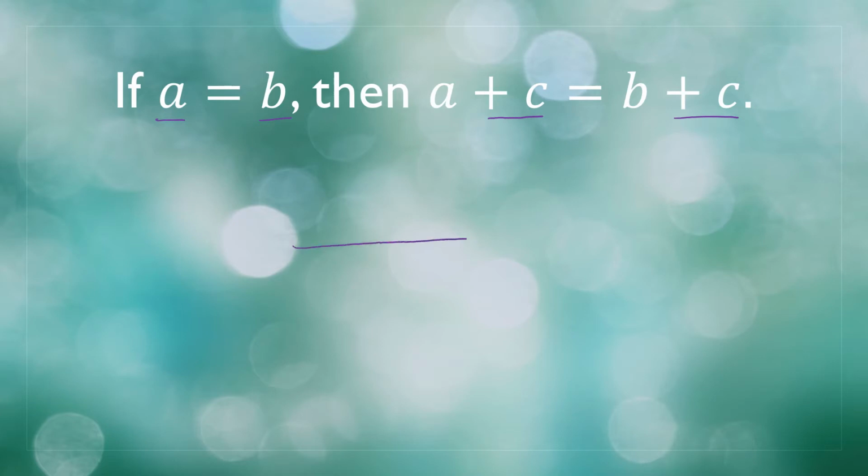You can think of it like a scale. If the scale is balanced because we have A and B on both sides of the scale, and we decide to add something else to both sides, in this case C, the scale is still going to be balanced because we added the same amount to both sides of the scale. So with equations, if you add the same number to both sides of the equation, it's still going to be equal and balanced.